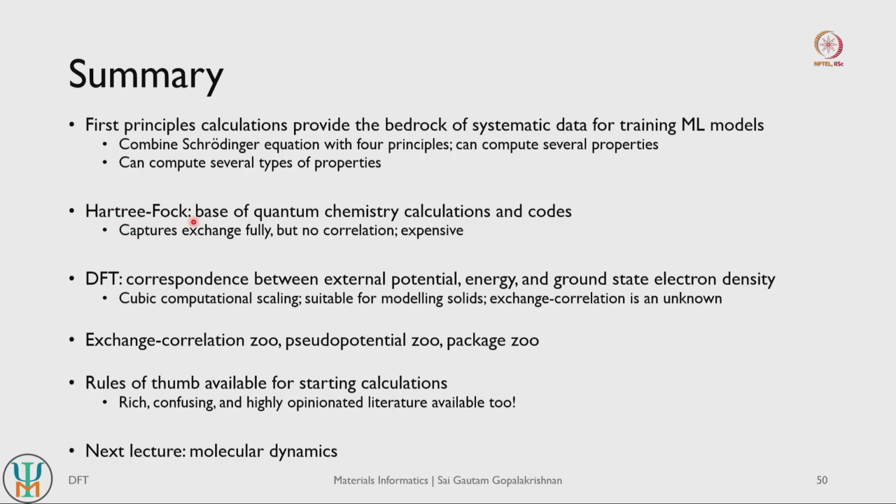Then we looked at Hartree-Fock as the base of quantum chemistry calculations, and it's quite relevant till now. DFT itself basically goes away from quantum chemistry calculations by modifying the Hamiltonian, by establishing a relationship between the external potential, the energy, and the ground state electron density. DFT achieves cubic computational scaling, and it has become quite popular for modeling solids. The key unknown is the exchange correlation. There is a whole zoo of exchange correlation functionals, a whole zoo of pseudo potentials, and a whole zoo of packages that implement different pseudo potentials, exchange correlations, and basis sets.